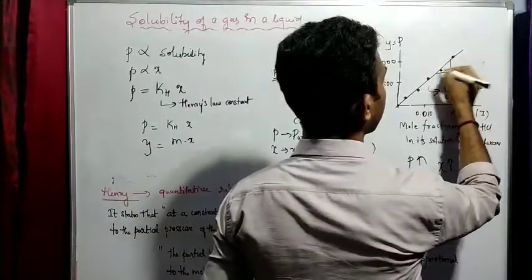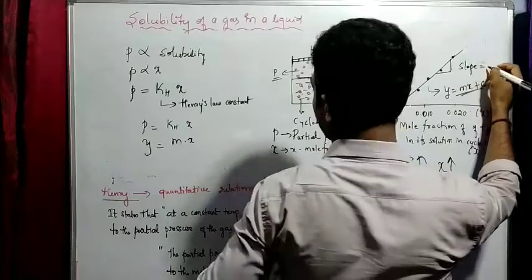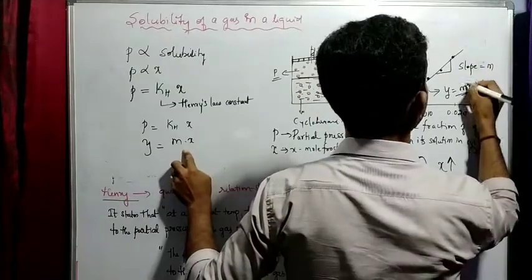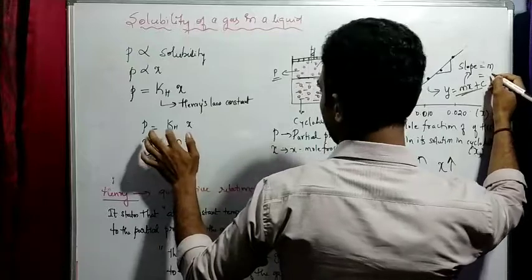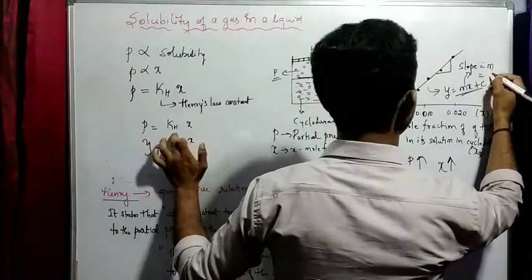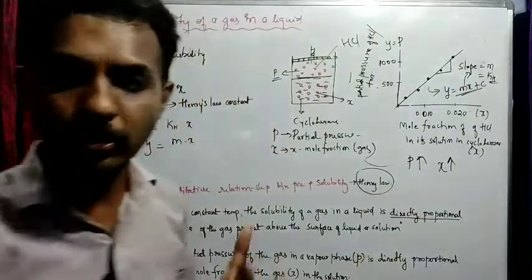So if I calculate the slope, that is nothing but what? m. So m is nothing but slope. Hence here in this formula, or else in this expression, you have slope is nothing but what? kH.